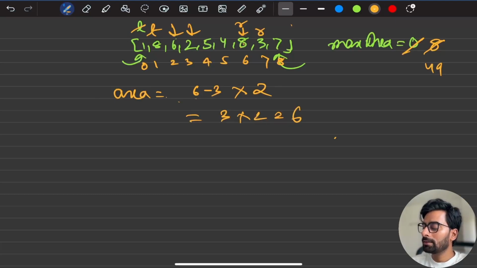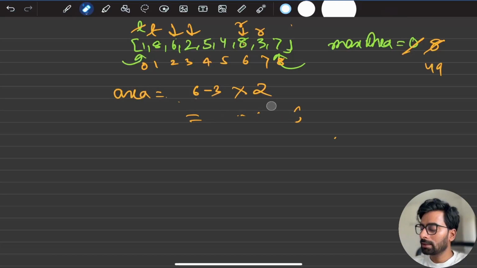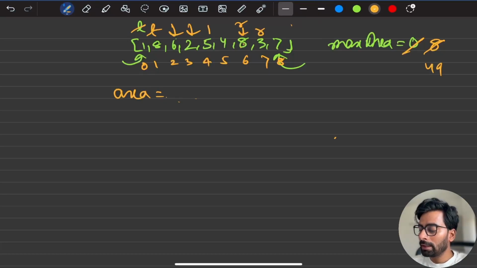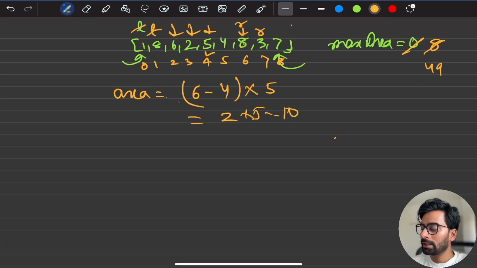So this is again less value. We are not going to take this. I think in the previous iteration we have taken the max height, but we should have been taking the minimum height only. Now we will be moving here, and if I take the difference of the indexes, this is going to be 6 minus 4. And what is the minimum height between 5 and 8? 5. So this is 2, this is 5, this is 10.